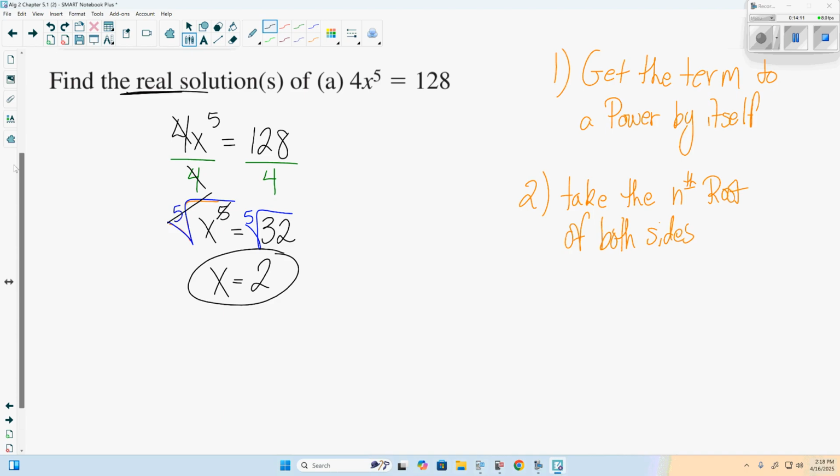So, algebra solve 4x to the 5th minus 128 equals 0, comma x. Zeros.